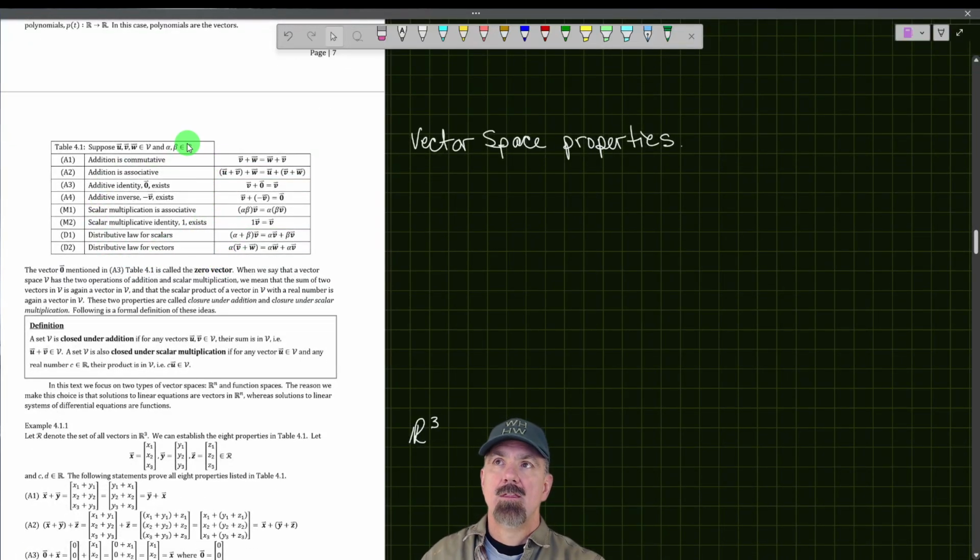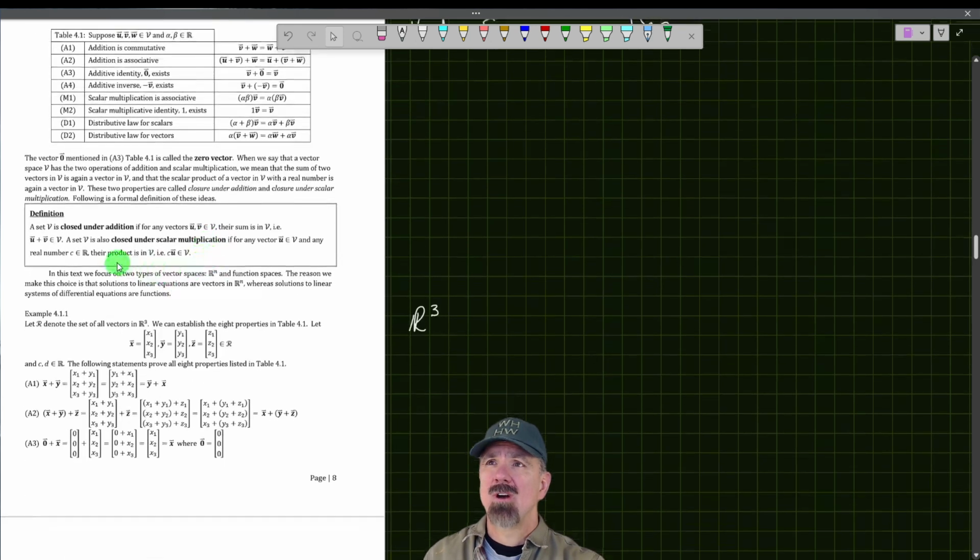These are the 8 properties that Strang lists at the end of section 3.1 in his text. And the collection of items that satisfies all of these properties is called a vector space. As we saw, of course, the vector space always has to include 0, and then we have the definition of closure under vector addition and scalar multiplication exactly as we discussed last time.